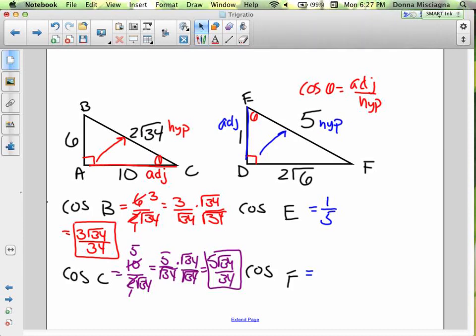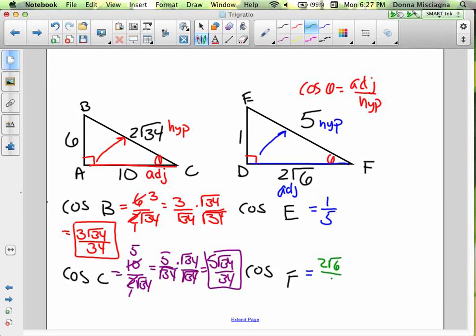All right, so now we want the cosine ratio for angle F. And of course, the hypotenuse won't change, just the adjacent side. So the adjacent side is now this leg, because this leg is the one that makes up part of angle F. So that's our adjacent side. All right, so our cosine ratio, I'll use a new color, I'll use green. The cosine ratio for angle F is going to be the adjacent side, which is 2 square roots of 6, over the hypotenuse, which is 5.